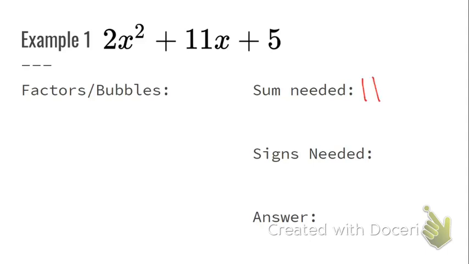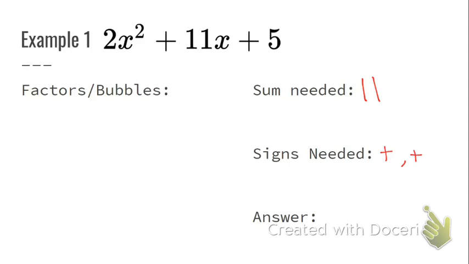The signs needed, well, today that'll be easy, but I want to get in this habit of always writing the signs that we need. Today we're going to need both of our signs to be positive. We're trying to multiply to a positive number back here, so our signs need to be the same. We're trying to add up to a positive in the middle, so they both need to be positive.